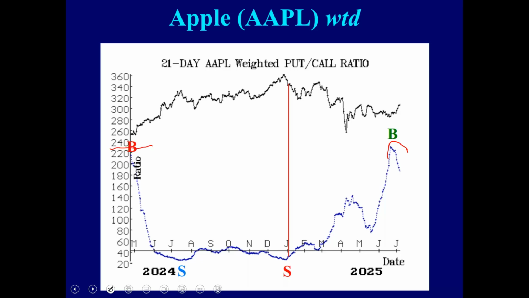What 240 means is that $240 is being spent on puts for every $100 being spent on calls. And you can see that back in May of 2024, we had about that same situation. We get a buy signal. You can see it had a nice move there. So we're hoping for something similar.